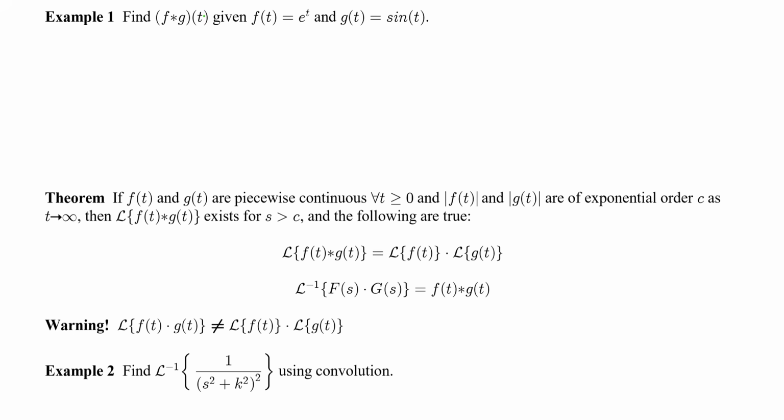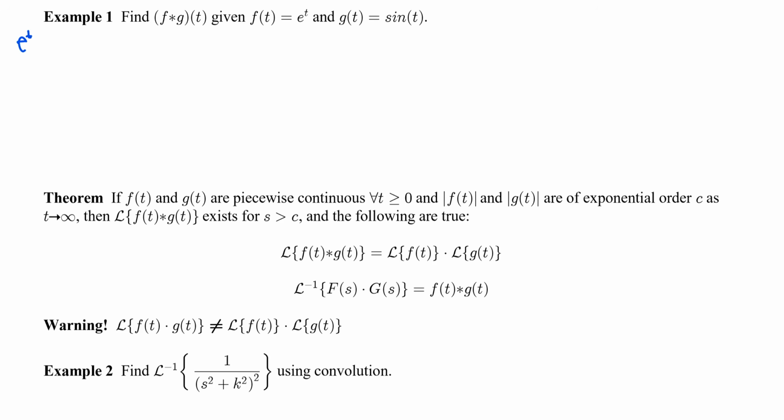Example 1. Find f star g of t given f of t equals e to the t and g of t equals sine of t. So f star g of t, the convolution of e to the t and sine of t, we could also write it like this, e to the t star sine of t, or e to the t convolved with sine of t.